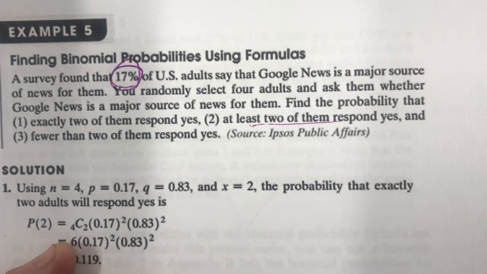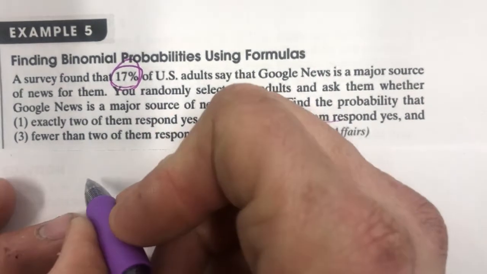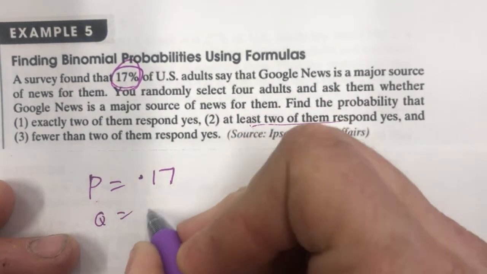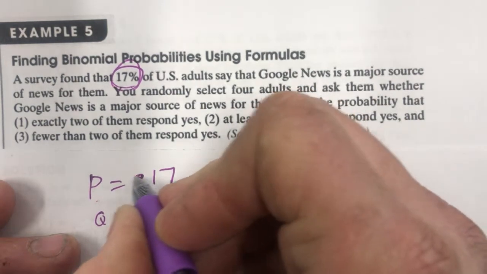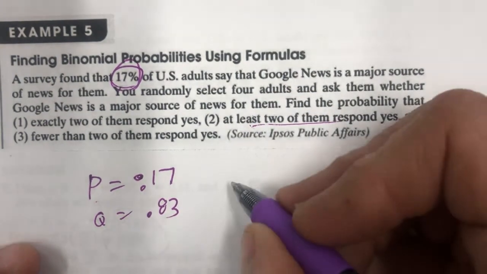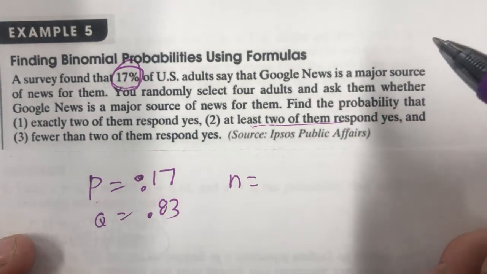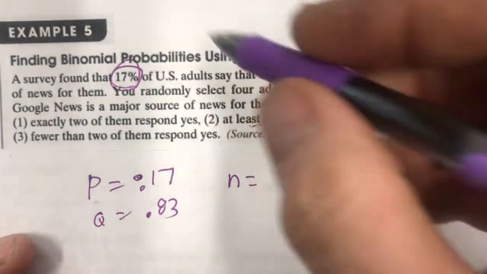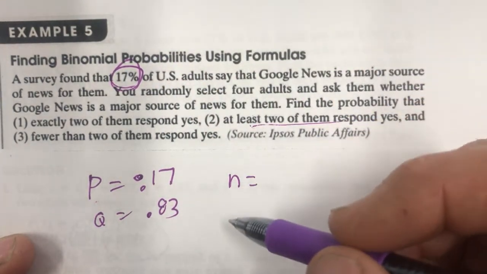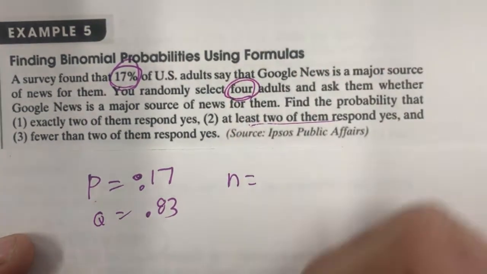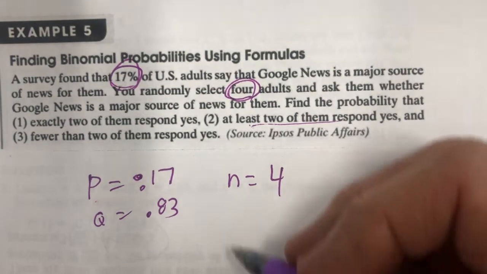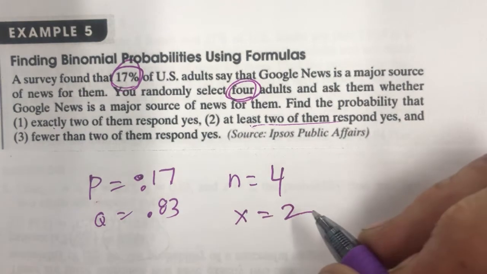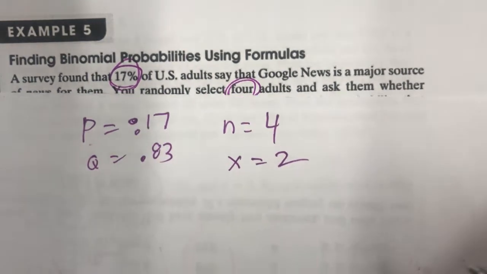Okay, here, I'm just going to do this right here. So in this, P is 0.17. That means Q equals 1 minus that, which is 0.83. N equals, all right, how many was in this? All right, 4, right there it is. 4 adults, so N is 4. Okay, and then it says, for number 1, exactly 2 of them respond yes, so X would have to equal 2 here.